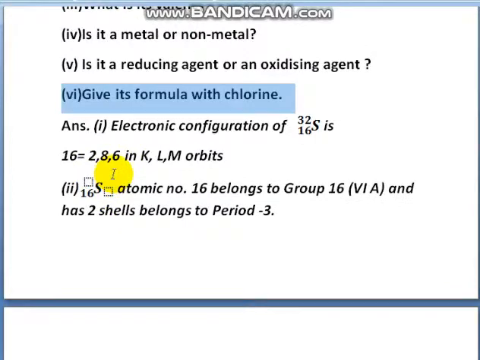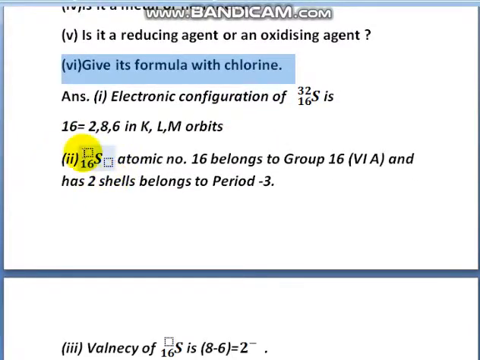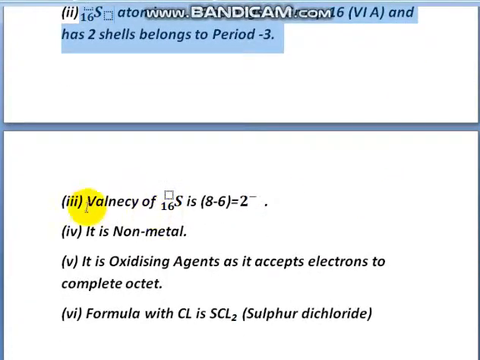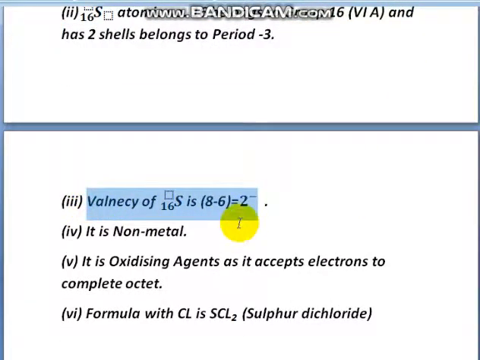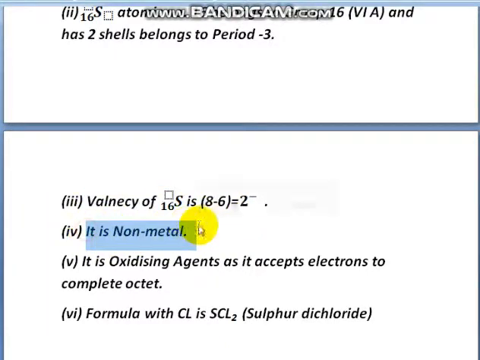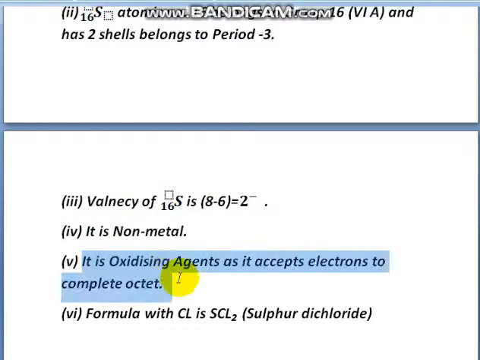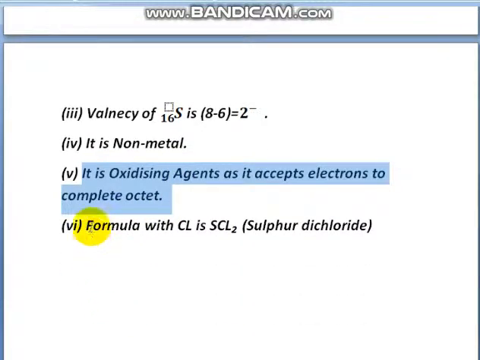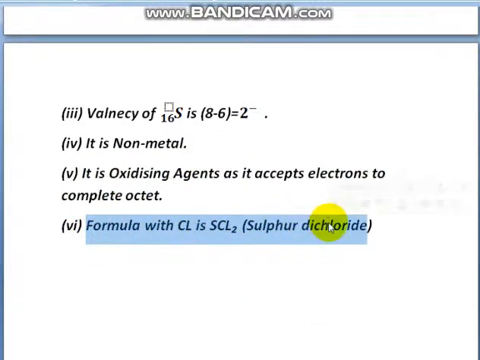Okay, so here we can see that electronic configuration is 2, 8, 6. So atomic number is 16. So therefore it belongs to the 16th group. Valency will be 8 minus 6 in the last shell, that is 2. It is a non-metal and it is an oxidizing agent as it accepts electrons to complete the octet structure. Formula with chlorine is SCl2, that is sulfur dichloride.